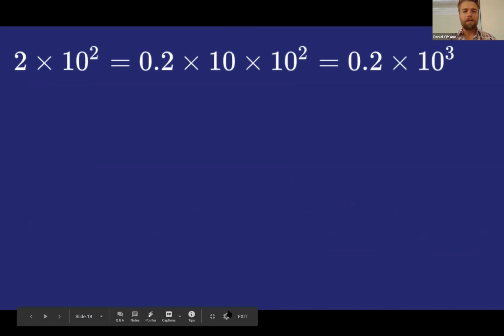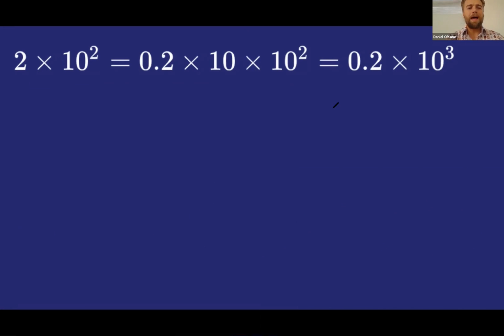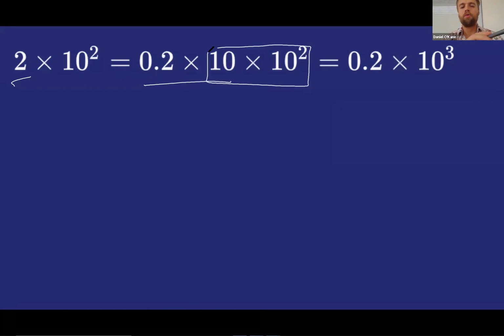let me just get my annotation. So if I want to write that number 2, so this number 2 I can write as 0.2 times 10. And the reason why I'm doing that is because now I can group this together, 10 times 10 to the power of 2, and that becomes 10 to the power of 3.